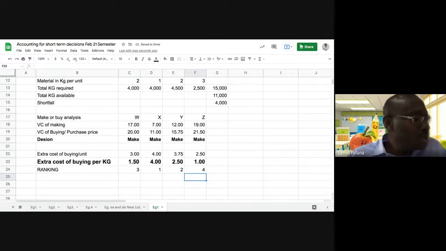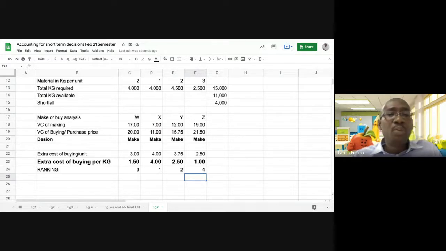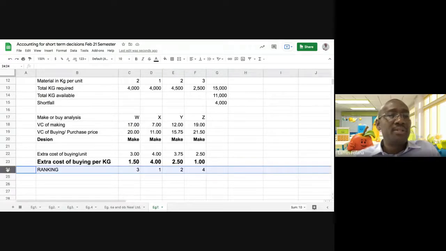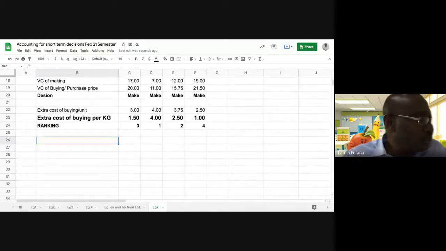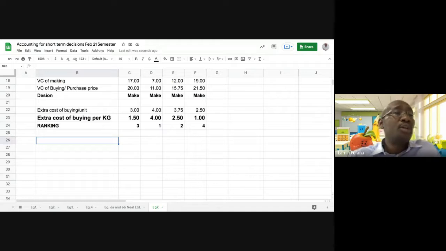Now, what we're going to do is we have to do our optimum production plan based on this ranking. So I'll make the ranking also bold because it's important. So next will be our optimum production plan. So we're going to put them together. We're going to put our optimum production plan and of course the profit statement.